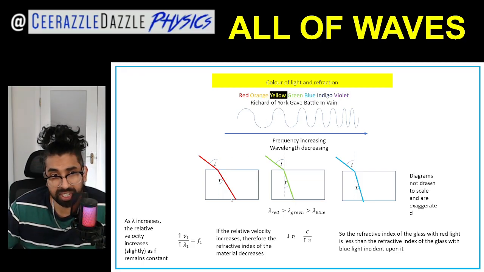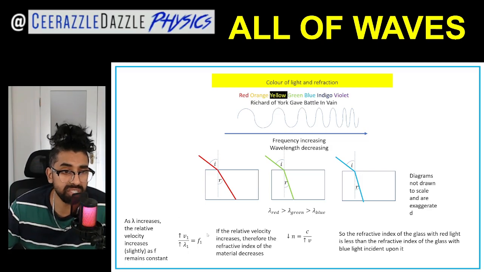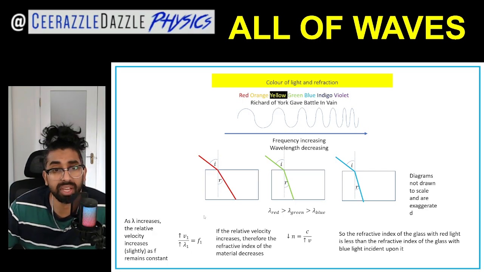If we have a rectangular glass block, we shine a ray of light into it. If we change the color, we get different amounts of refraction occurring based upon the wavelength. So as you can see, what's actually happening is as the wavelength increases, the velocity within that material must increase because the frequency remains the same. And what is the impact of that on the refractive index?